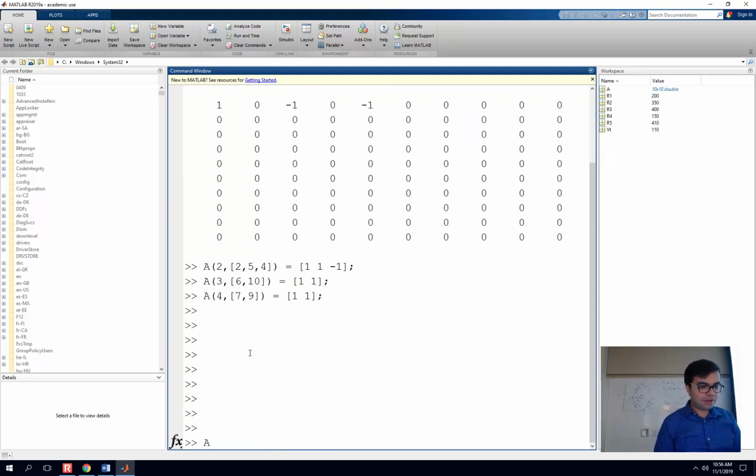Then I have the fifth row. I have AB 6, BC 8, and CD 9, right? What is 6, 8, and 9? All of them equal to 1.